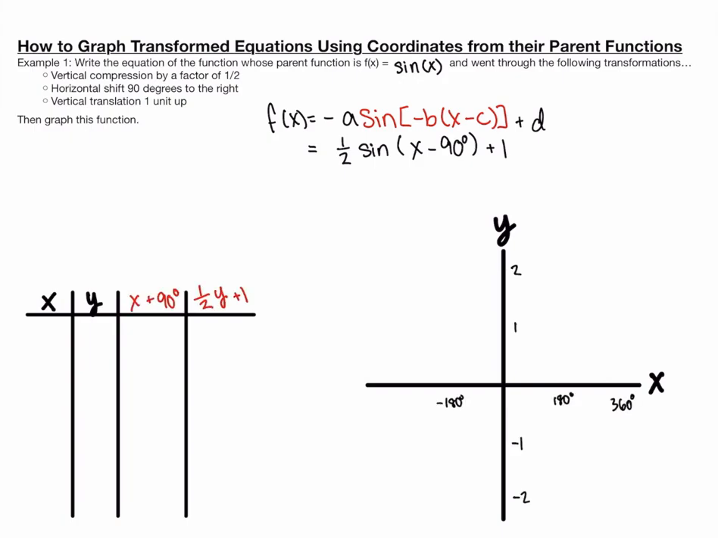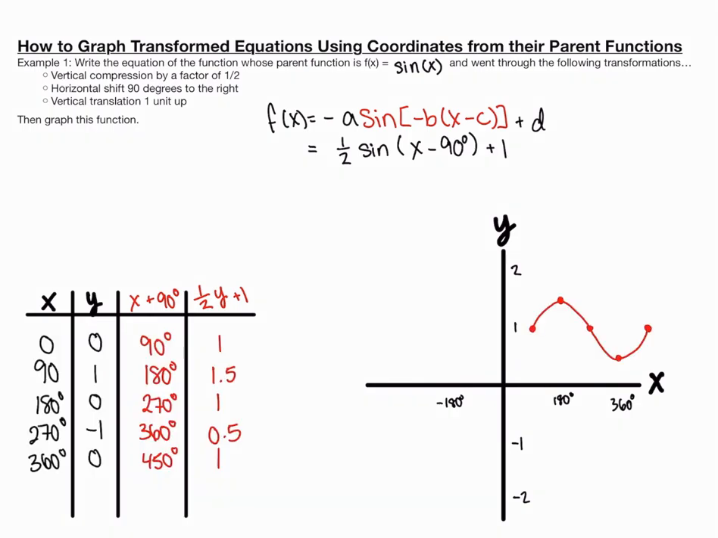So what's affecting my x is the horizontal shift 90 degrees to the right, into the positive direction. So I'm going to write minus 90 degrees. My y is being affected by the vertical compression by a factor of 1/2. So I'm going to multiply y by 1/2. It's also being affected by the vertical translation 1 unit up. So I'm going to add 1.